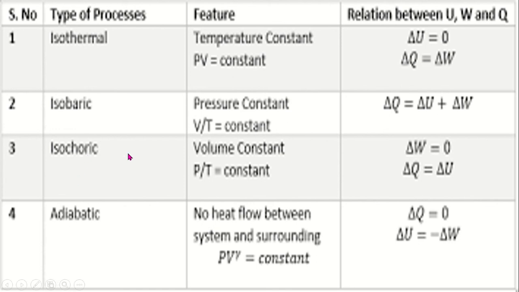For the isochoric process, volume is constant. So P/T = constant and ΔW = 0, because you know volume is constant, there is no change of volume, so no external work done, and ΔQ = ΔU. For the adiabatic process, no heat flows between system and surroundings, so here PV^γ = constant, and in this case ΔQ = 0 and ΔU = -ΔW. We have to remember this chart.